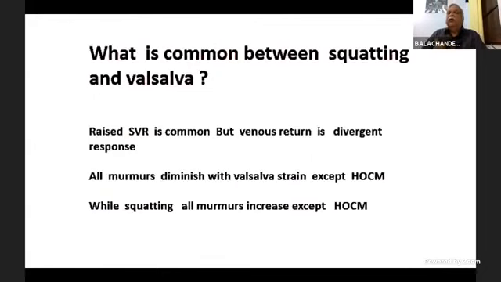Now, the question is, what is common between squatting and Valsalva? Squatting also causes a rise in SVR, but the venous return is different in the two. Squatting will cause an increase in venous return, and the Valsalva will cause a diminution in venous return. So all the murmurs diminish with Valsalva strain except HOCM. Squatting will increase all murmurs mostly except HOCM. So that is the difference and commonality between squatting and Valsalva.